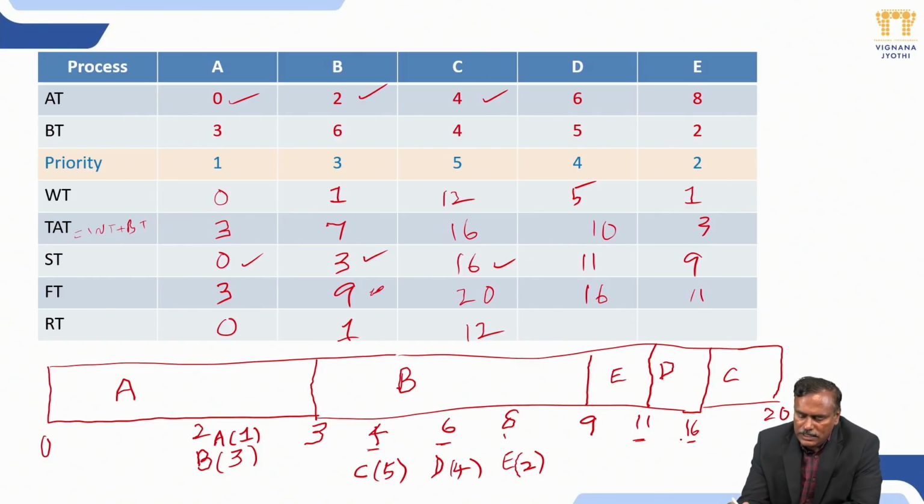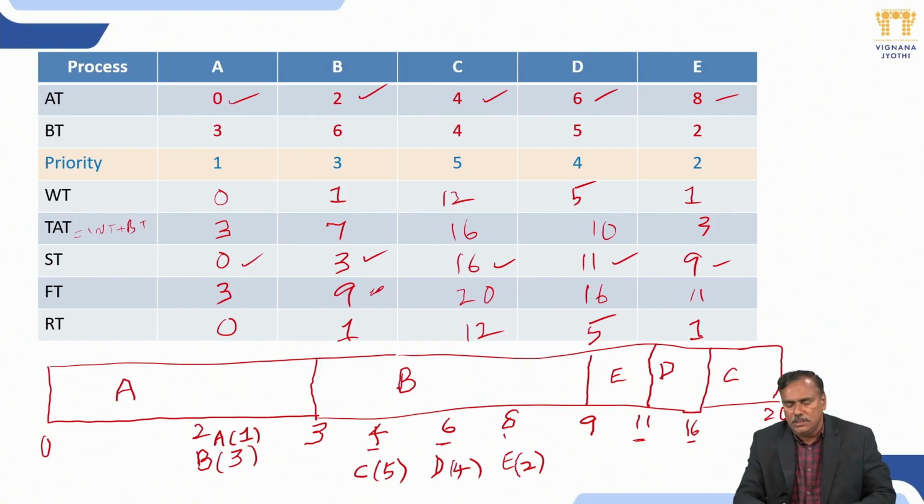And then D, the start time is 11, arrival time is 6. 11 minus 6, that is 5. So that is the response time. Entered at 6, waited till 11. Difference of 6 and 11, that is 5 units. And coming to process E, start time 9, arrival time 8. 9 minus 8, that is 1. So these are the response times of the processes.